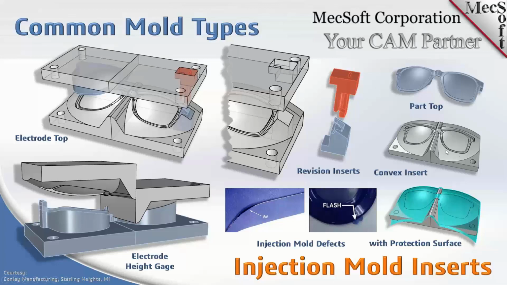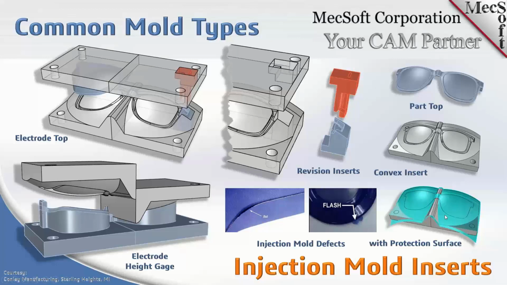Below that, you see one half of the cavity insert, okay? And then below that, you see the same insert with a protection surface draped over it. We're going to talk in detail about these protection surfaces and how they're used to machine the inserts, but primarily, what they're used to protect is the parting line.